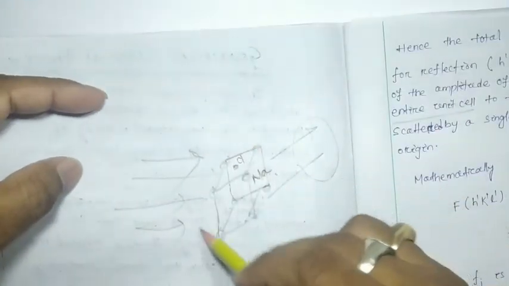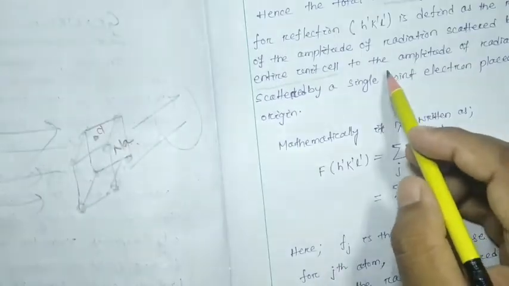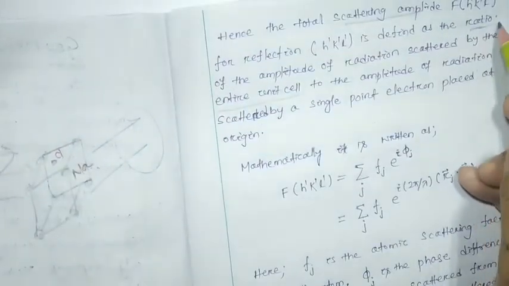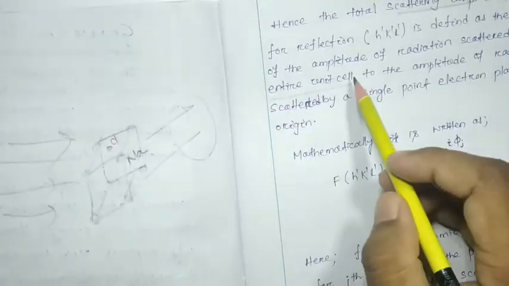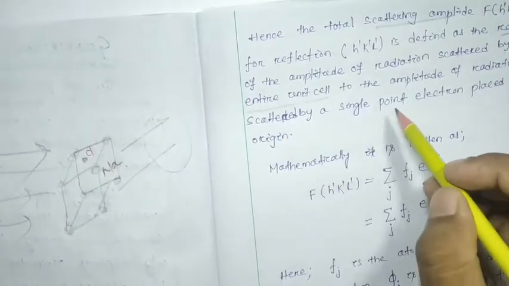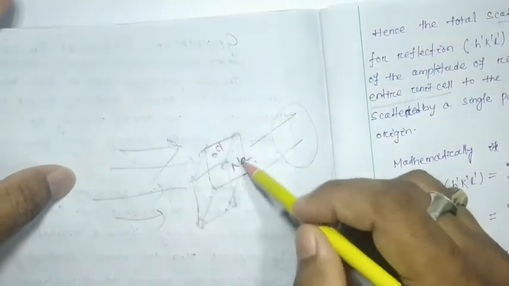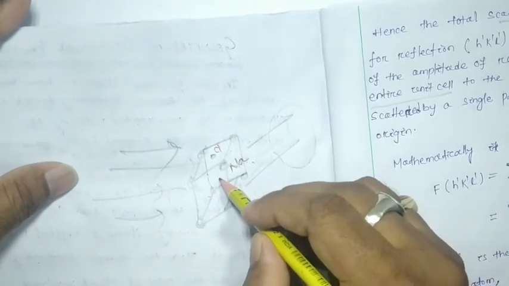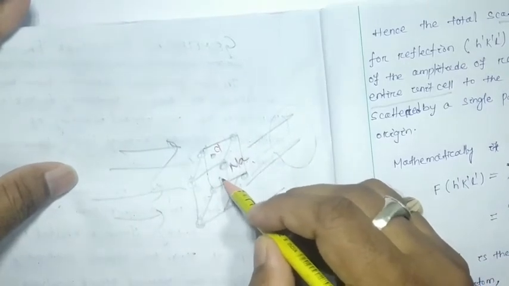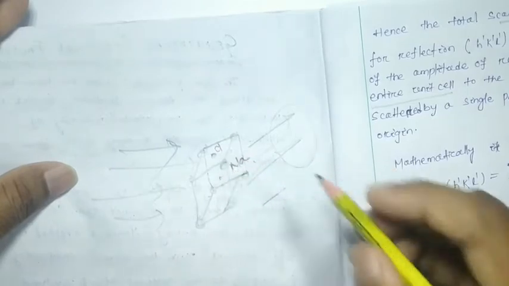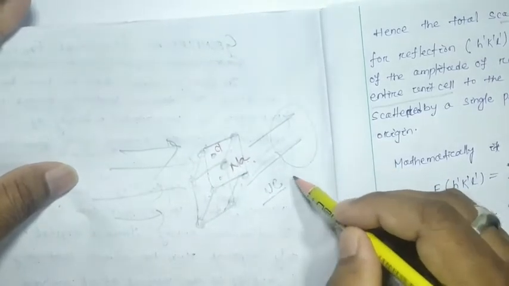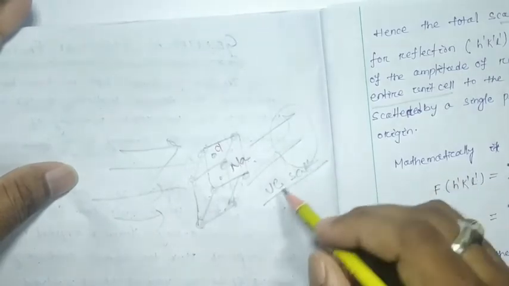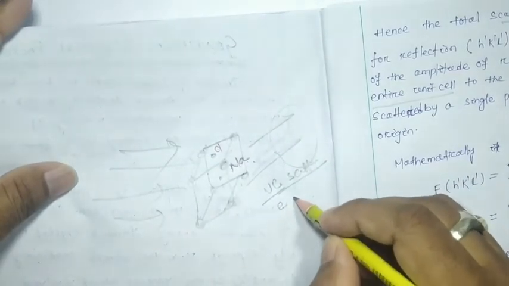The entire unit cell we have to consider, to the ratio of the amplitude of radiation scattered by the entire unit cell to the amplitude of radiation scattered by a single point electron placed at the origin. So how much this unit cell has scattered, divided by how much a point electron at the origin would scatter. So the ratio is the unit cell scattering divided by one electron scattering.